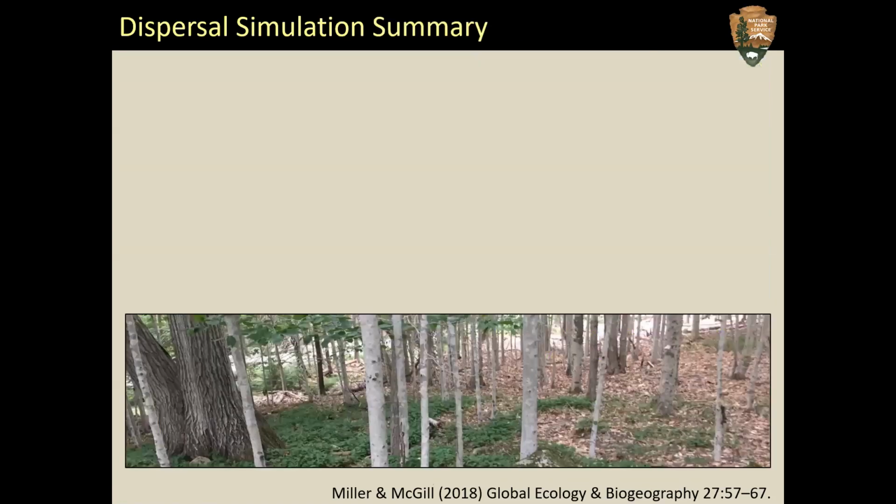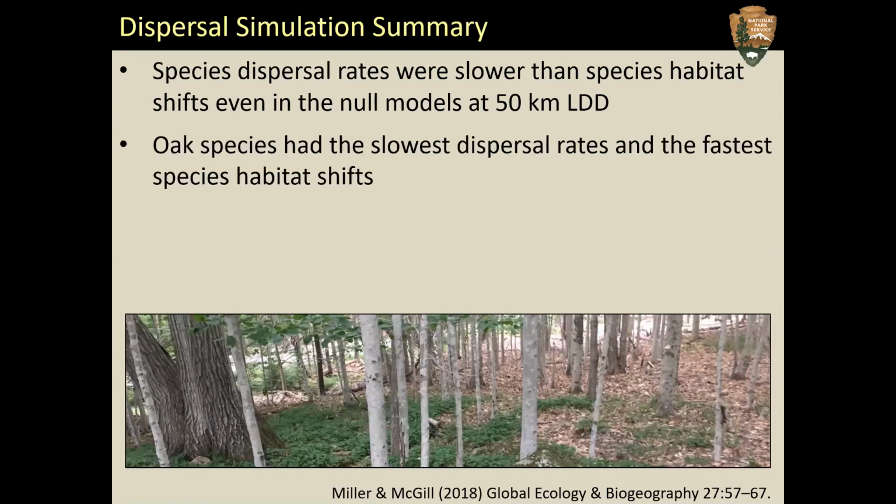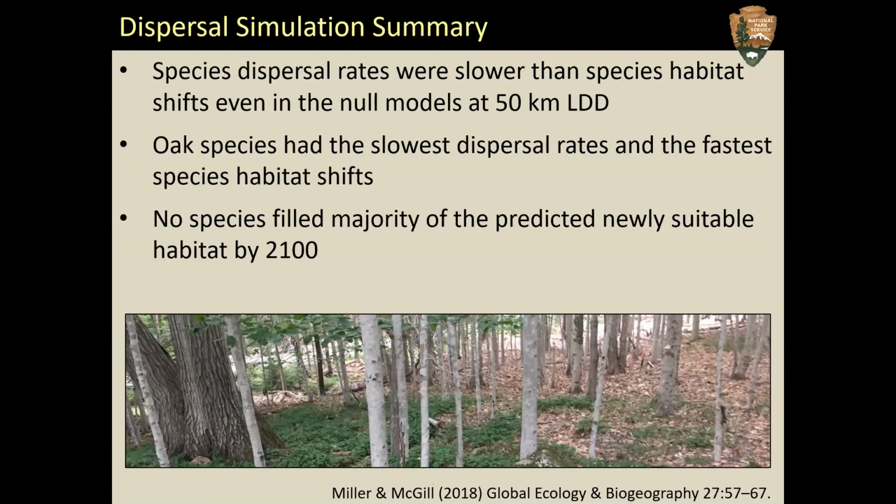So just to summarize what we found, species dispersal rates were slower than species habitat shift, even in our maximum dispersal simulation. We did vary our long distance dispersal from 1 kilometer to 10 kilometers for one possible dispersal event. And even at our maximum, the dispersal rates were slower than habitat shifts. And the habitat shift is based on the climate change tree atlas predictions. Oak species had the slowest dispersal rates, the fastest species habitat shifts, and no species filled the majority of the predicted newly suitable habitat by 2100.